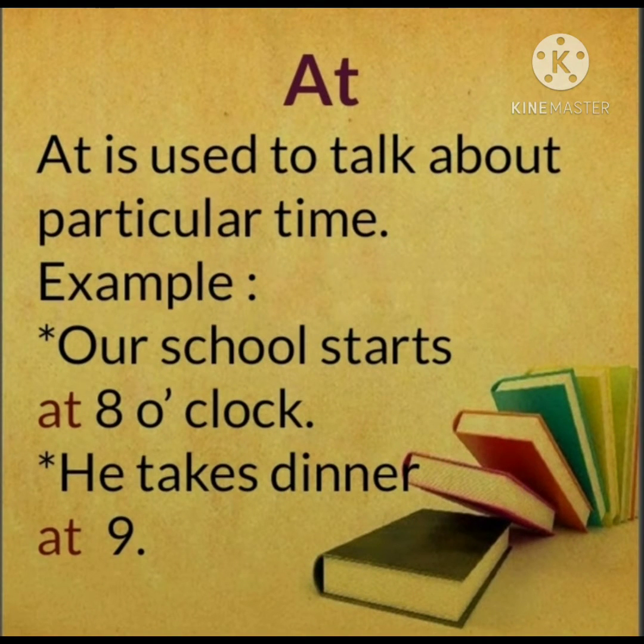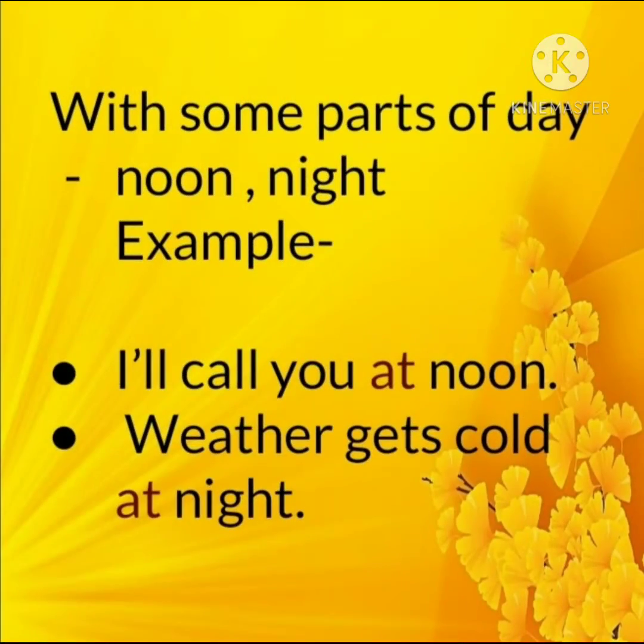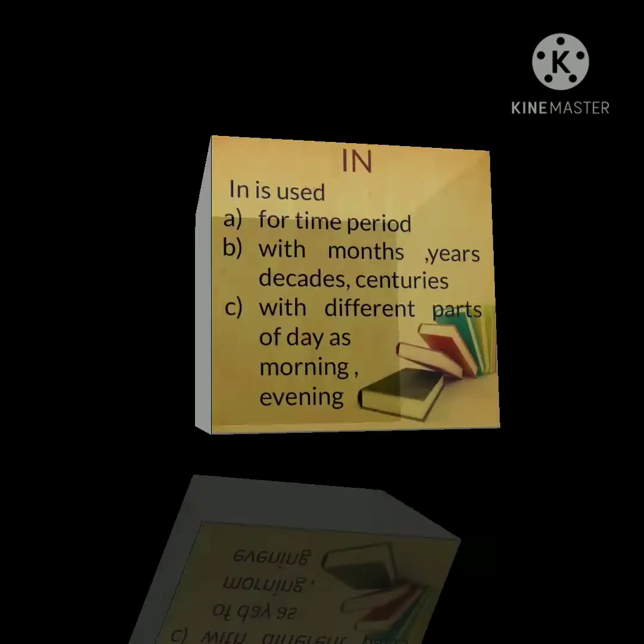The preposition at is used to talk about particular time. For example, our school starts at 8 o'clock. He takes dinner at 9. The preposition at is also used with some parts of the day. For example, noon or night. See the examples. I'll call you at noon. Weather gets cold at night.